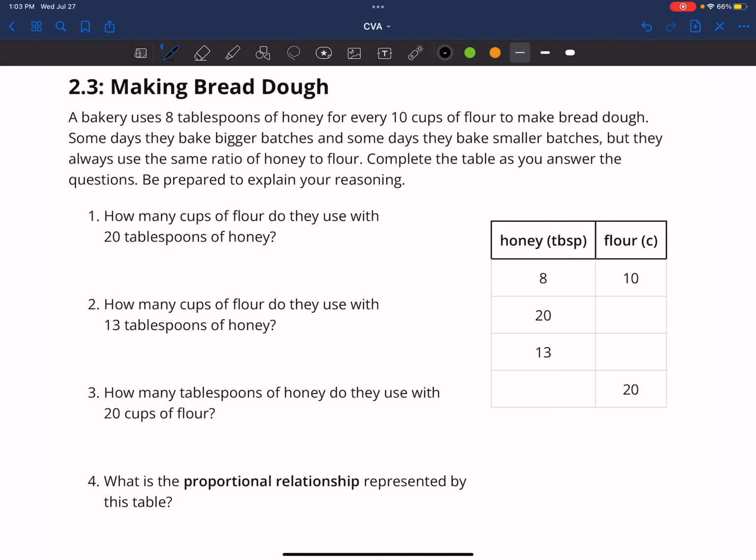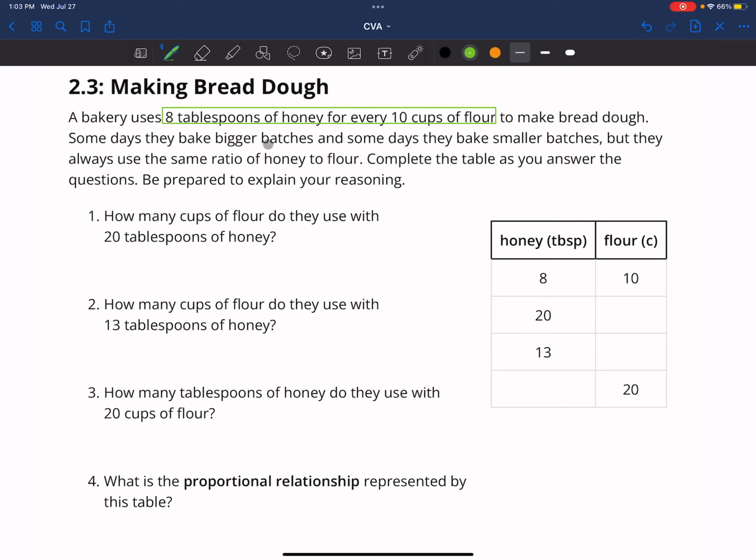All right, so let's take a look at this one here. A bakery uses 8 tablespoons of honey for every 10 cups of flour. That seems like an important piece of information here. Okay, to make bread dough.